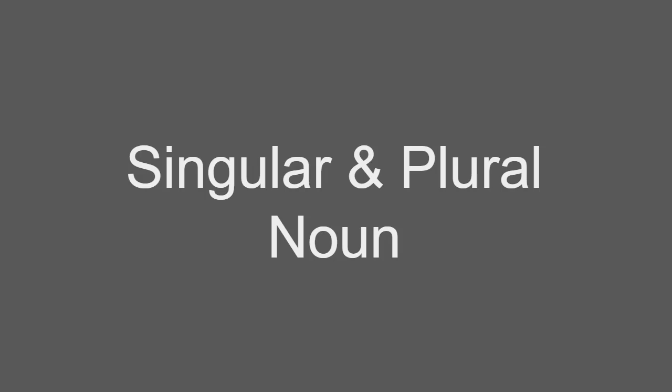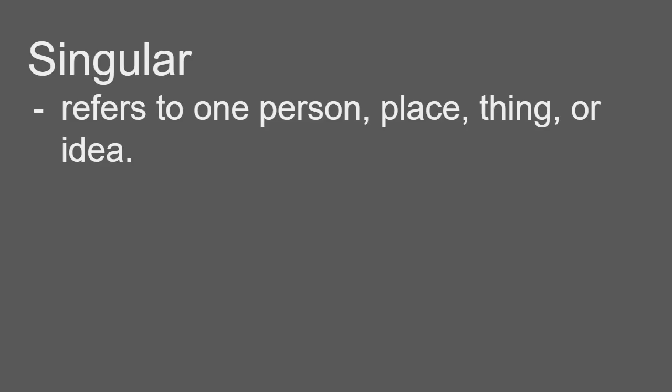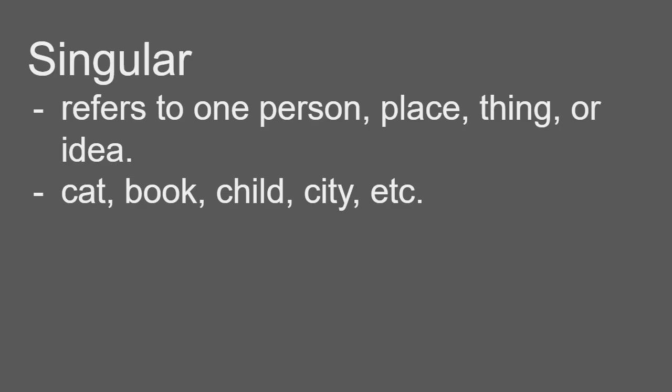In this lesson, we will talk about singular and plural nouns. Let's begin. The definition of a singular noun is that it refers to one person, place, thing, or idea, like cat, book, child, city. Those all talk about one person or one thing.